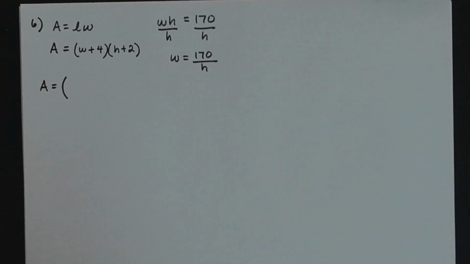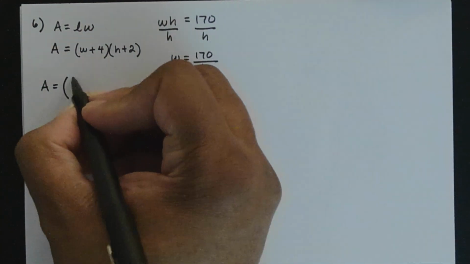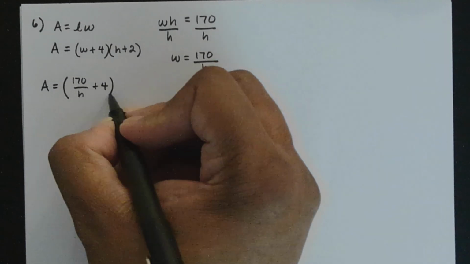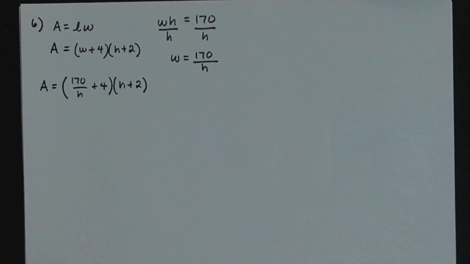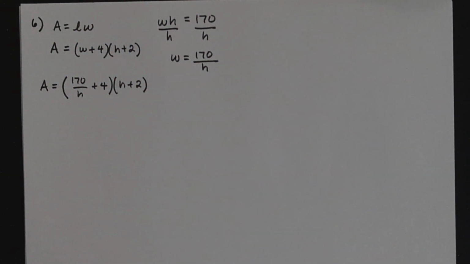So here's what I'm going to have. A is equal to W, which is 170 over H, plus 4, times the quantity H plus 2. Yes. Why is it 4 and 2 when the area is oh, yeah, I see. Okay. Right. Okay. Any other questions?